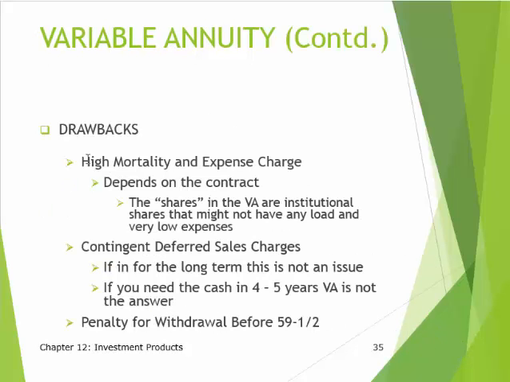What are the drawbacks? Well, there are expenses, right? It depends on the contract. Every company is different, right? The shares in the variable annuity are institutional shares, so they might not have that high of a load and they may actually have very low expenses because they're obviously a different share class. But you do pay for higher mortality and expenses. You pay for the guarantees that you get.